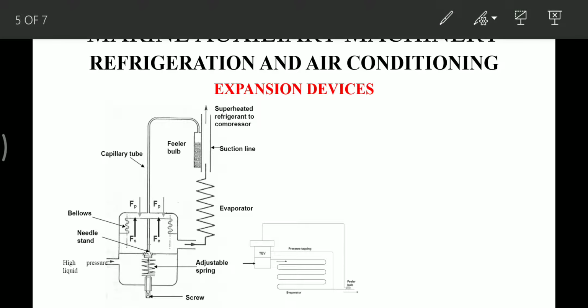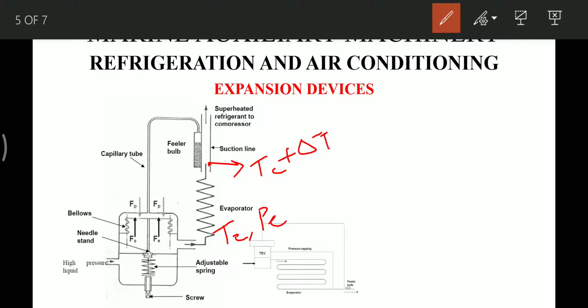Now let's see the working of this thermostatic expansion valve. For that, let's suppose the evaporator temperature is TE, and the corresponding saturation pressure is PE, and at the exit of the evaporator we have temperature TE plus delta T. So the main function of this thermostatic expansion valve is to maintain this degree of superheat, the constant degree of superheat delta T.